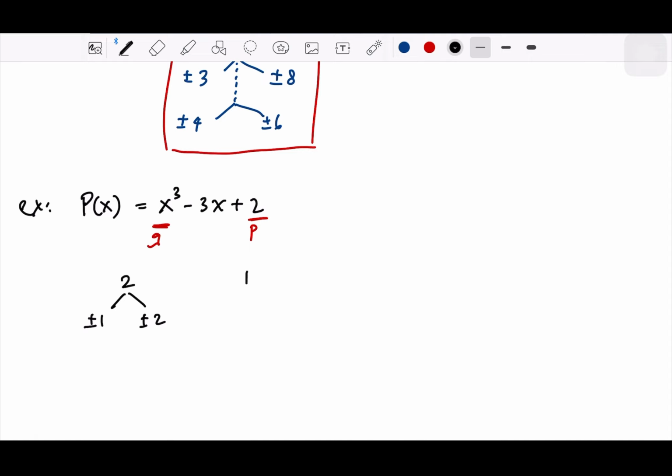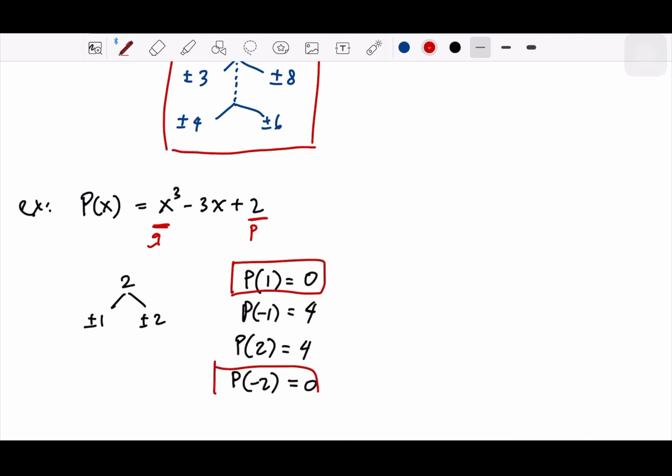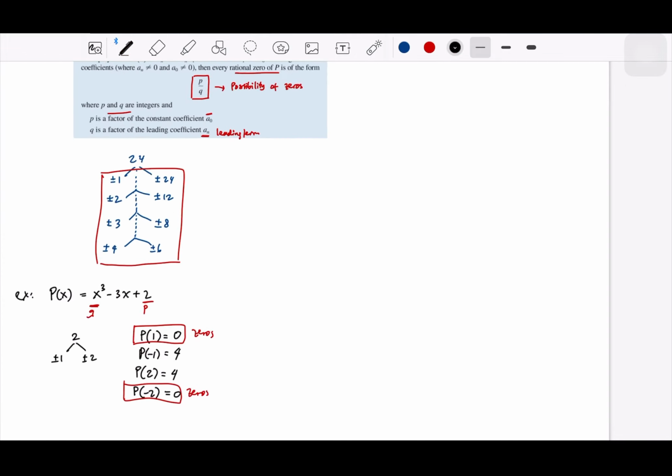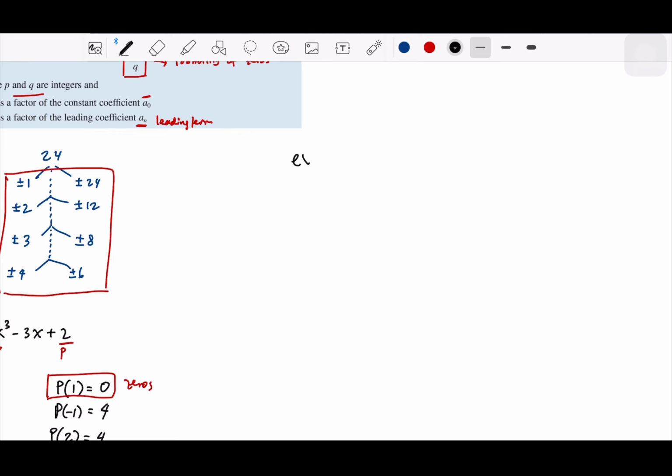So the first thing we can do is test. We take 1 and it's 0, okay, so it's one of our zeros. We can take -1 and this will be 4, right? So 2 plus 2 is 4. We take 2, 4 and then -2, and this is 0, and we know that this is going to be a zero. Okay, so this is a zero. Okay, now another example.